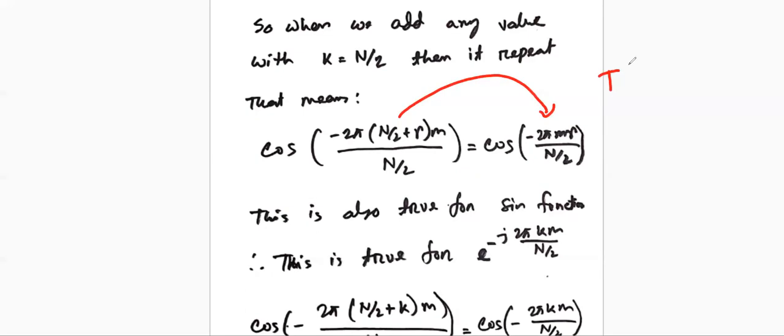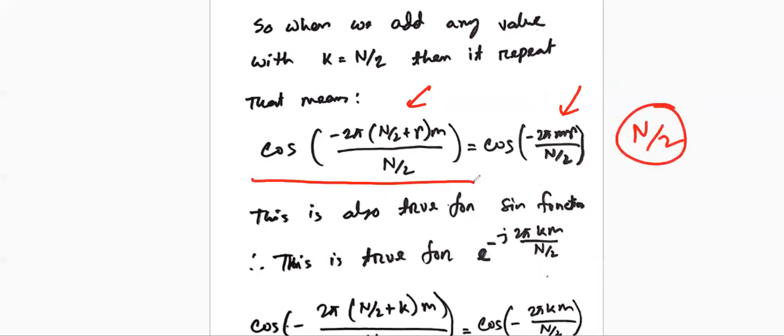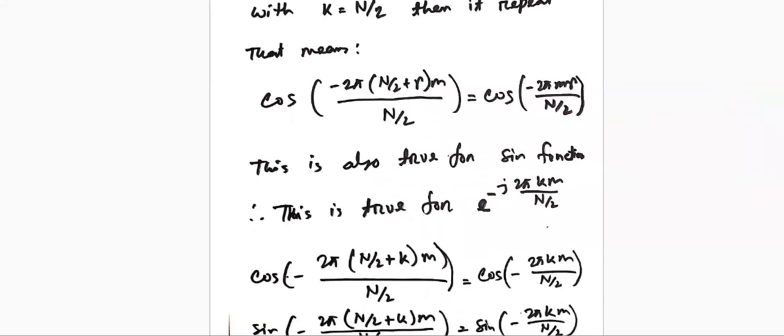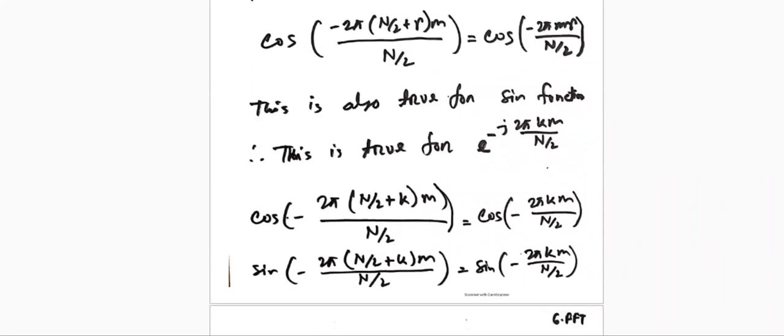Like if we have t, let's say n0 equals n0 plus n, that means n is the period of that time scale. Similarly, cos of this function equals this function. We have proven that, so n by 2 is the period of this cos function, that is, the period in the value of k. So this is also true for the sine function. We can prove it for the sine function as well.